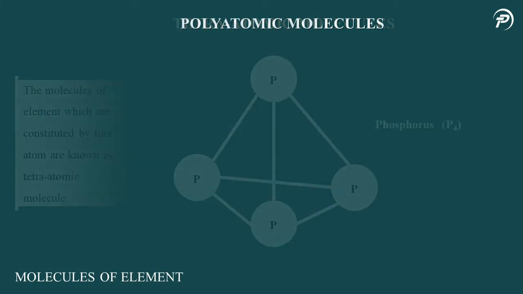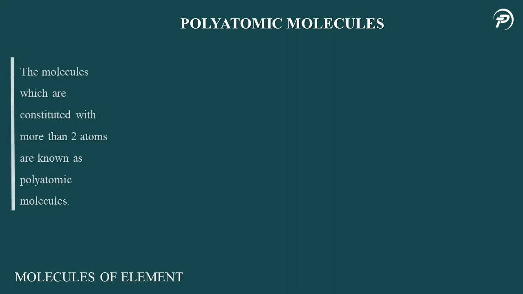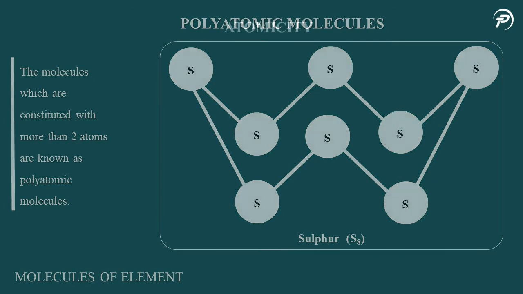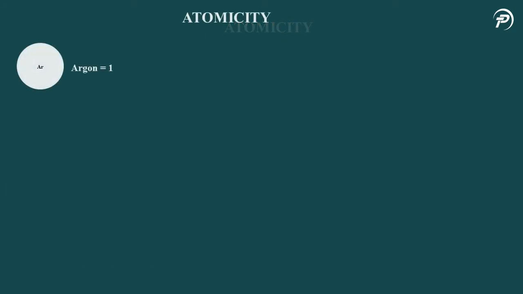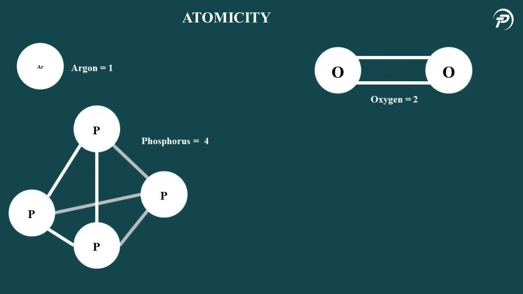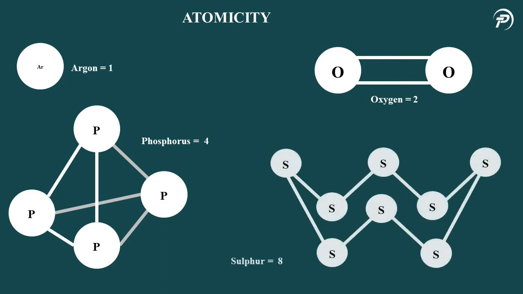Fourth one is polyatomic molecules. The molecules which are constituted with more than four atoms are known as polyatomic molecules, such as molecules of sulfur. This molecule is constituted by 8 atoms. The number of atoms consisting a molecule is known as molecule's atomicity. Hence, we can say that atomicity of argon is 1, atomicity of oxygen is 2, atomicity of phosphorus is 4, and atomicity of sulfur is 8.